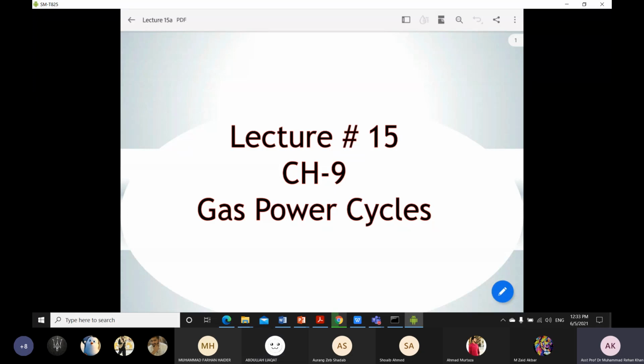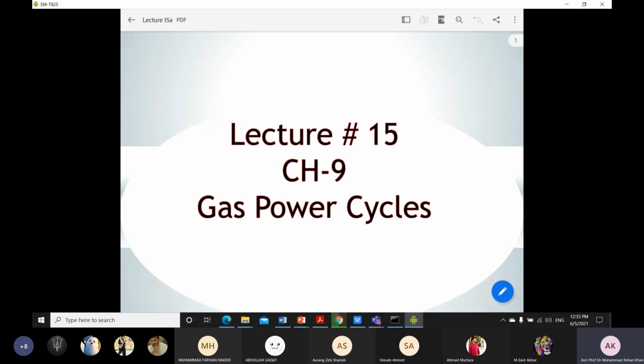Okay, so again it is from gas power cycle, which is also chapter number 9. In the previous class we already talked about the dual cycle. I hope there is some understanding about the dual cycle, as we have already solved some problems. In the first part we will solve another problem related to the dual cycle, and then we'll start the new topic.